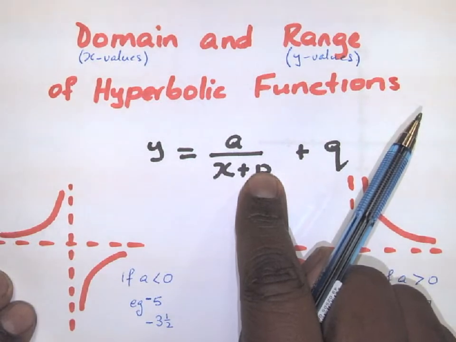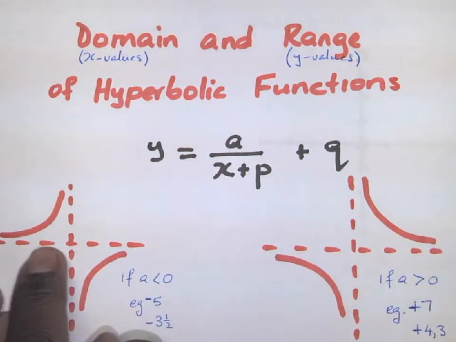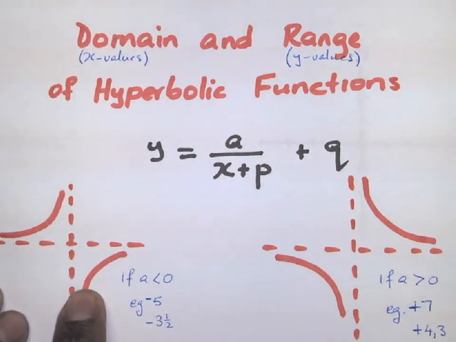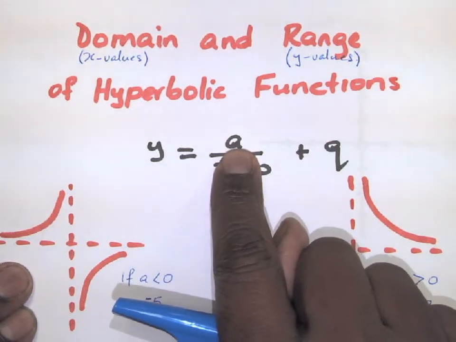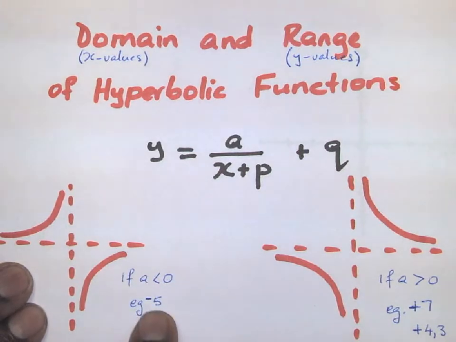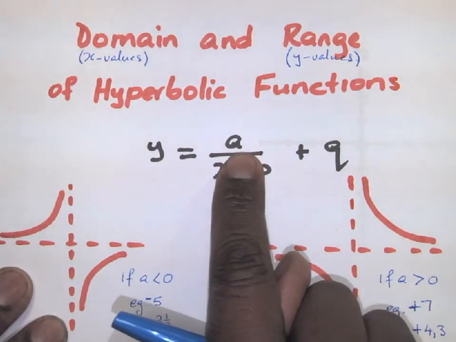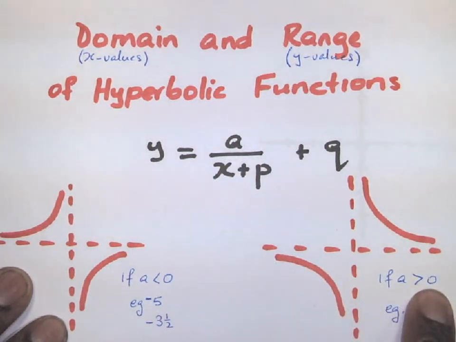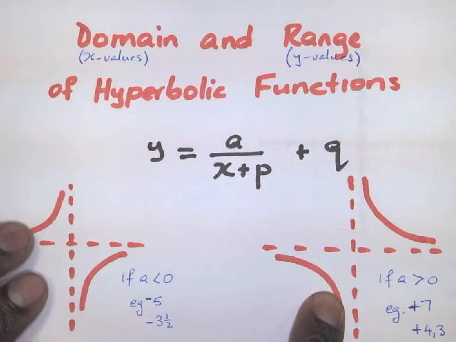Now in grade 10, you learned that the graph of a hyperbola can have the dotted lines, which you call asymptotes, and the arms will be like this. If the a value is a negative number, the arms will be here. So a is less than 0, can be negative 5 or negative 3.5. If a was a positive number, a is greater than 0, could be positive 7 or 4.3, it means that the arms of that graph will be in the first quadrant and in the third quadrant.